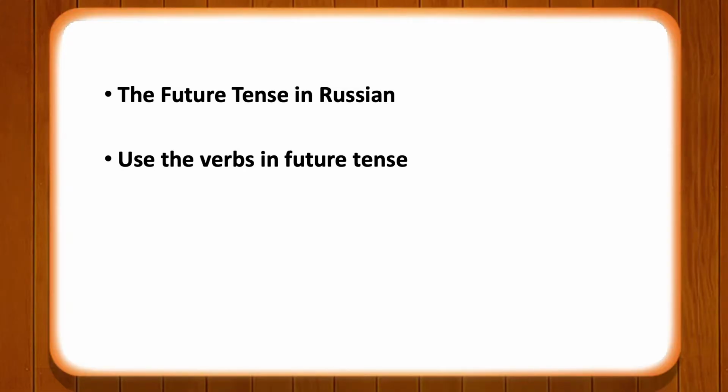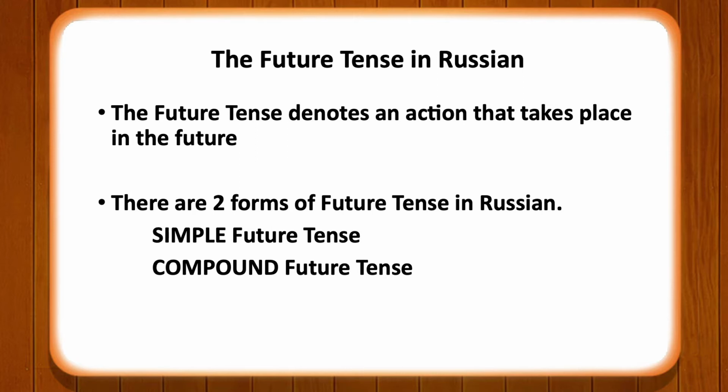In this module, you will learn about the future tense in Russian. You have already learnt about the present tense and the past tense in the previous modules. Now you will learn about the future tense and how to use the verbs in future tense. The future tense denotes an action that takes place in the future. In other words, an action that takes place after the moment of speaking.